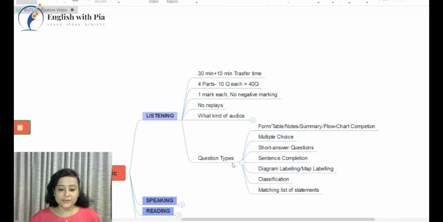All right, and these are the question types that you can expect in your listening. There could be form, table, notes, summary, flowchart completions, multiple choice questions, short answer questions, sentence completion questions, diagram labeling, map labeling, classification kind of questions, and matching list of statements. All these questions are basically objective types. That means you don't need to write sentences in such a test. You will just need to write 1, 2, or 3 words, or maybe true, false, or not given. So these will be objective type questions.